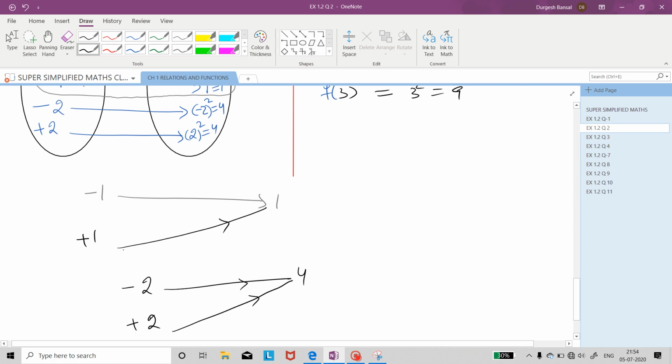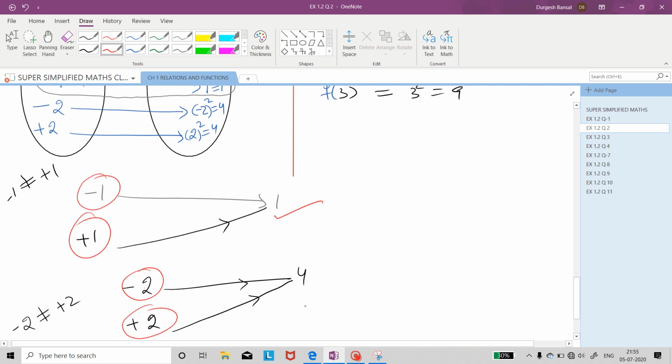Two distinct elements, -1 and +1. They are not equal. So two distinct elements have got the same images. -1 is not equal to +1. -2 is not equal to +2. So these are two distinct elements, but their images are the same. And this implies the function is not 1-1.